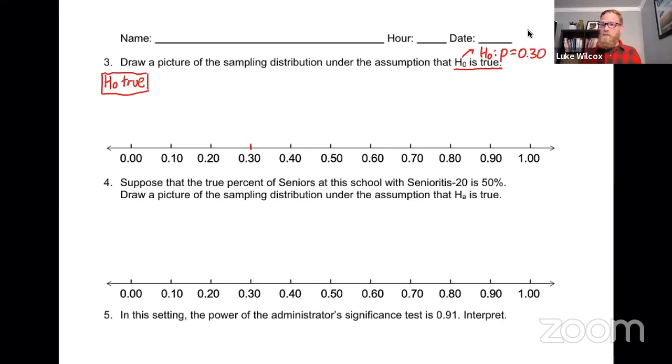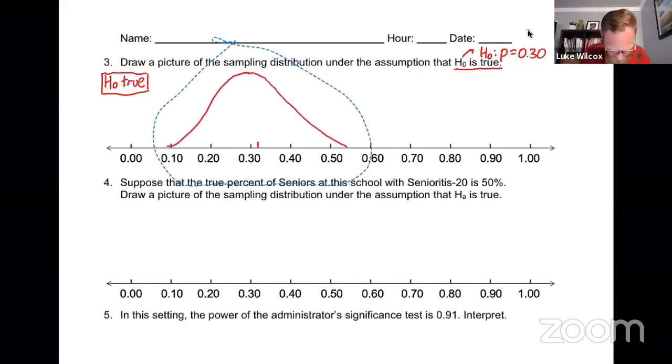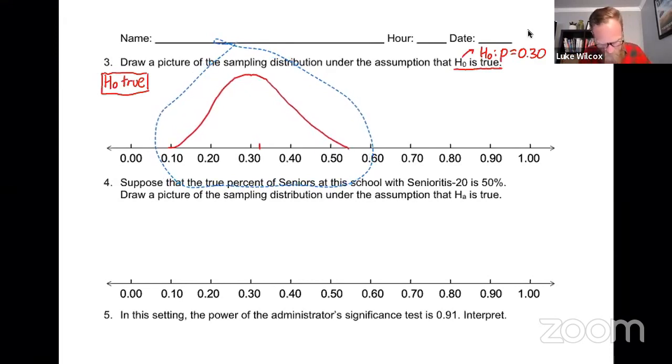And we have this normal condition that we can check, which would check the expected number of successes and failures, both of which would be greater than or equal to 10, which is telling me that I'm going to have a relatively normal distribution here. So I'm going to do my best to draw in a normal distribution. And I want to make sure that it's centered at 0.30. So I'm going to be careful here. I want it to be centered about 0.30. So it looks to me like 0.30 is about the center of this normal distribution. Doing my best there to make sure that the center is at 0.30. So there is the sampling distribution under the assumption that the null hypothesis is true.